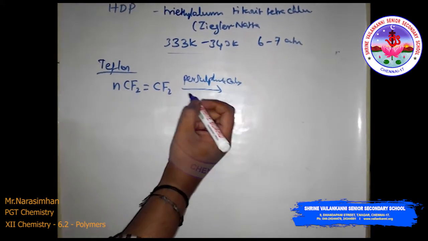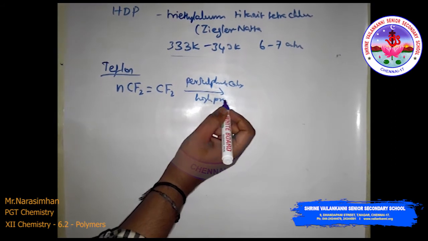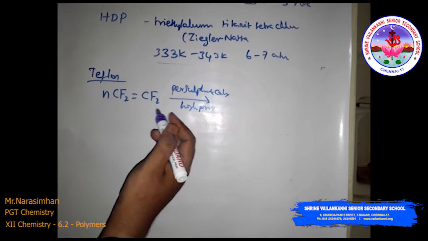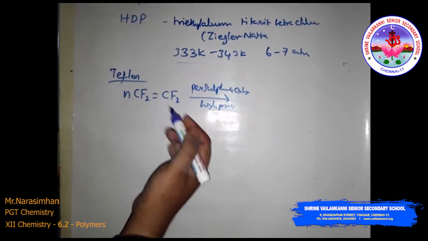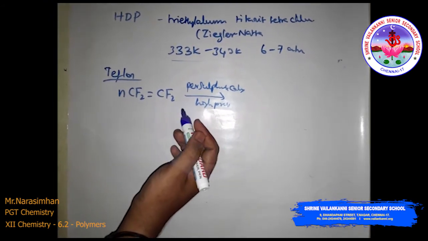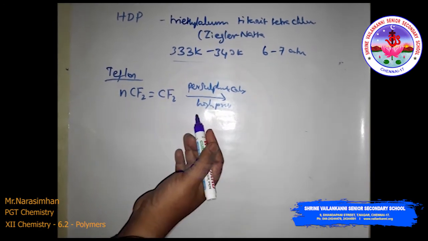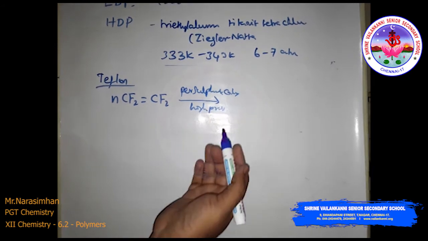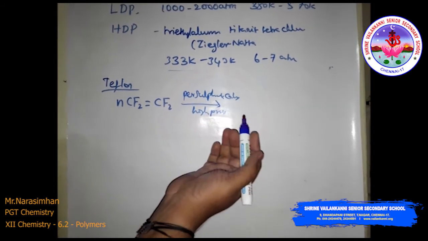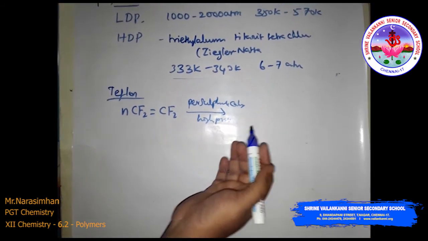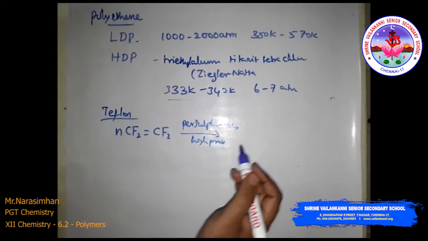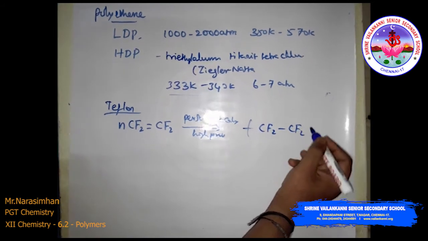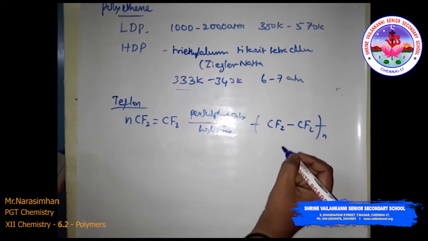And a high pressure. It is chemically inert and resistant to attack by corrosive reagents. So it is used in making oil seals, like in two-wheelers and engines, oil seals and gaskets, and also used in non-stick surfaces of coated utensils like this. So this is called Teflon.